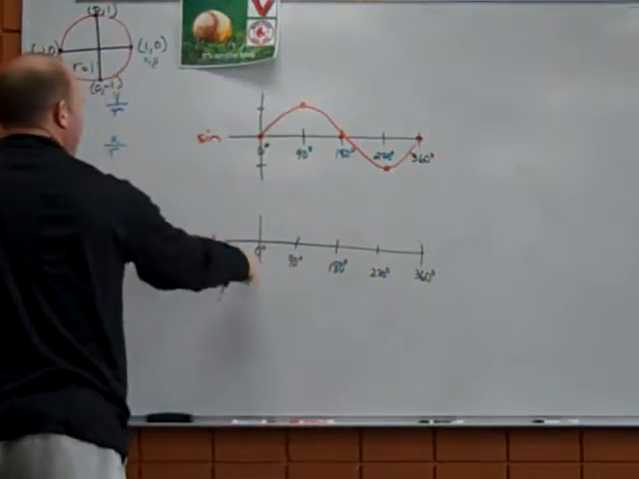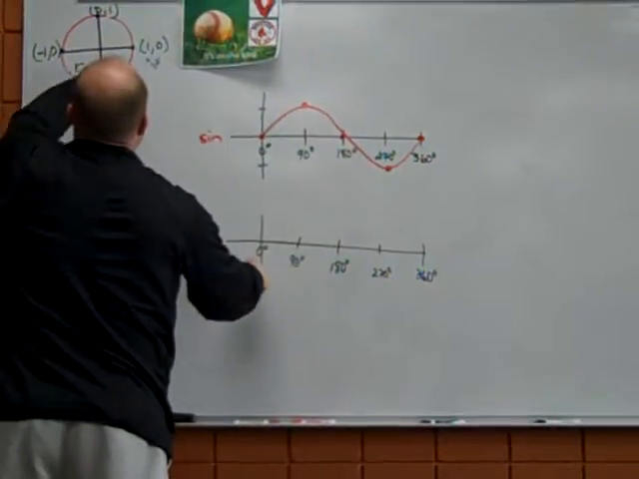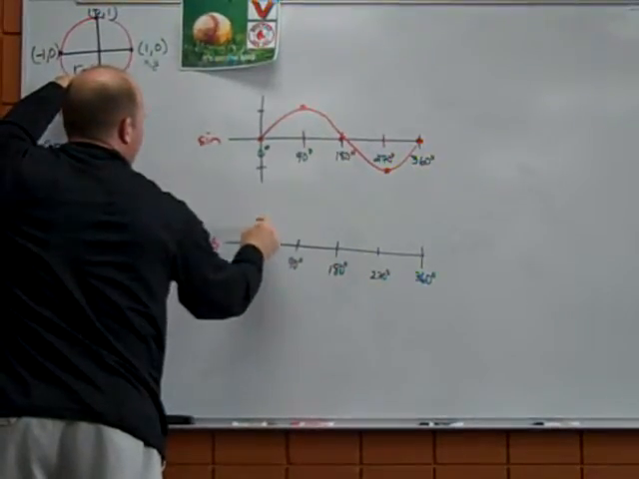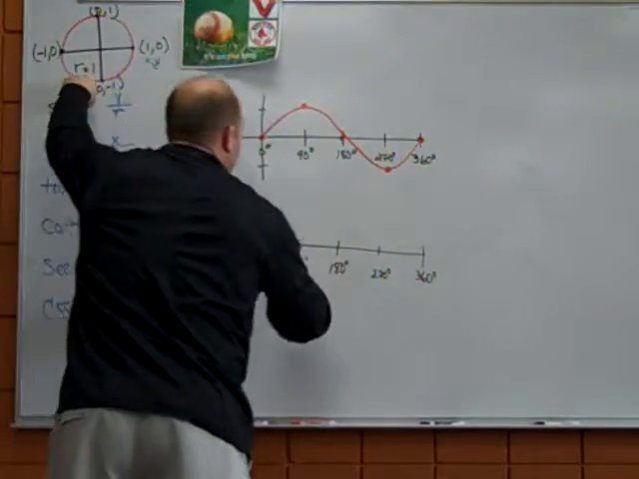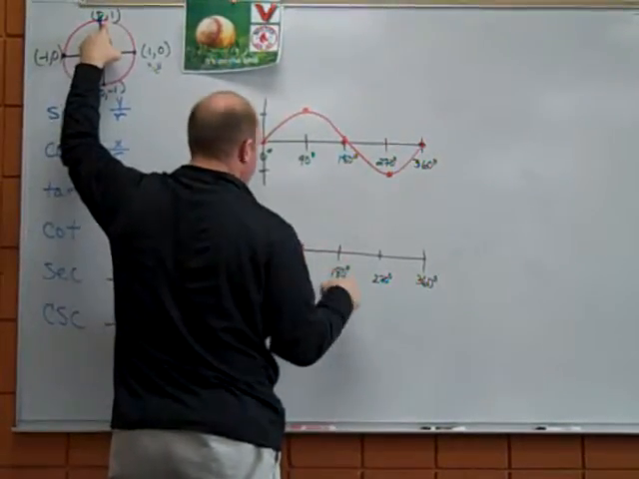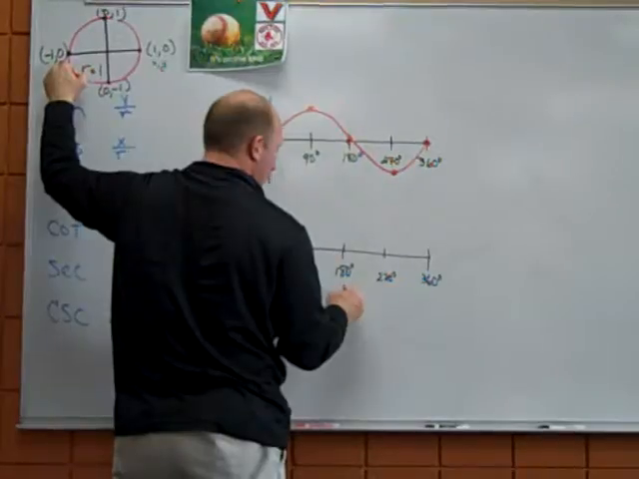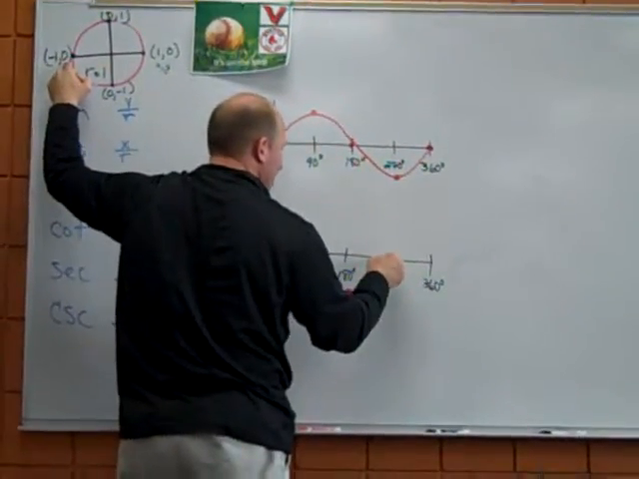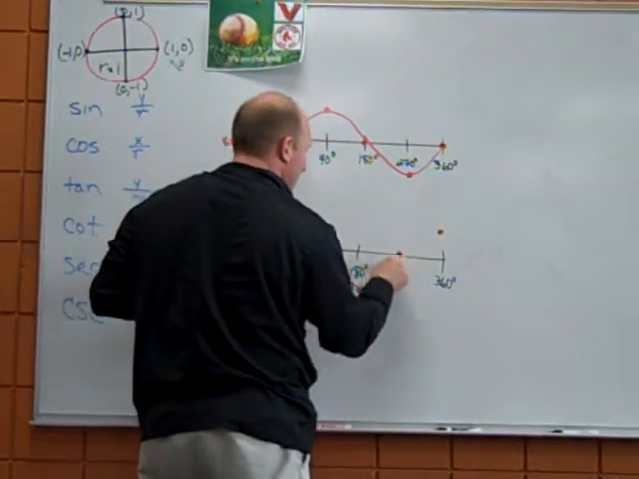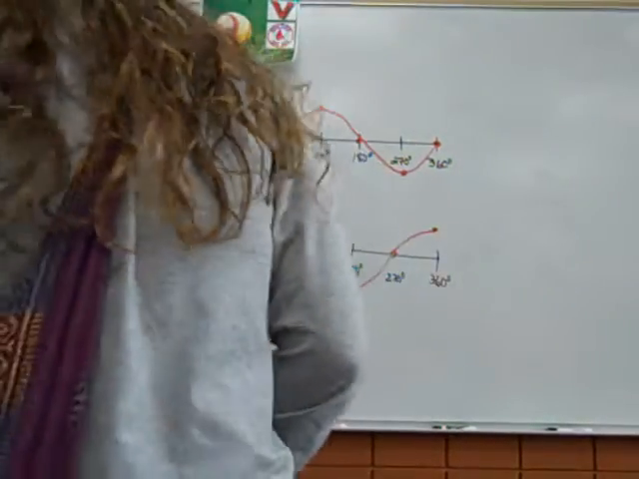Cosine. Let's do cosine. What's the cosine of 0? Cosine of 0 is x over r. 1. What's cosine of 90? 0. What's cosine of 180? Negative 1. What's cosine of 270? 0. And this kind of looks like a C if you tilt your head like a confused puppy.